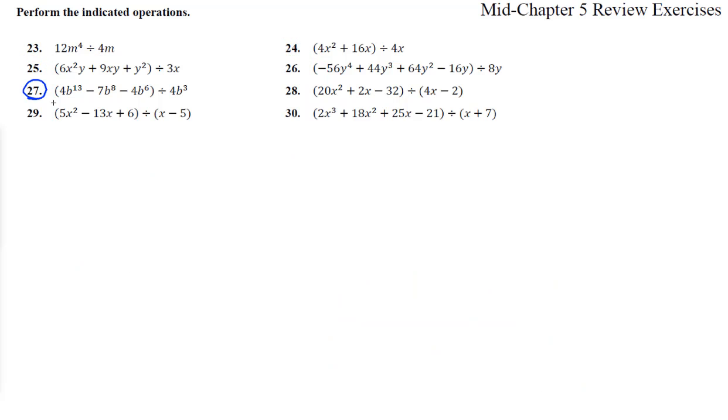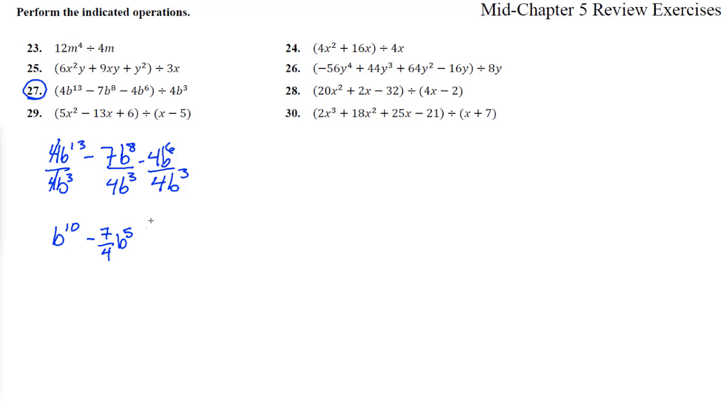Number 27. We have a monomial again on this one. We get 4b to the 13th minus 7b to the 8th minus 4b to the 6th, and it's all over 4b cubed. So the 4's cancel on this one. We get 13 minus 3 is 10, b to the 10th. Minus 7/4, that does not simplify, but b to the 8th over b cubed, 8 minus 3 is a 5. And then the 4 cancels here, and b to the 6th over b cubed is just b cubed. 6 minus 3 is 3.